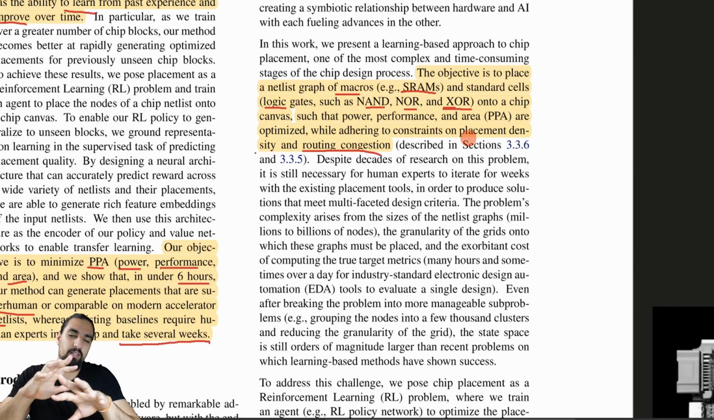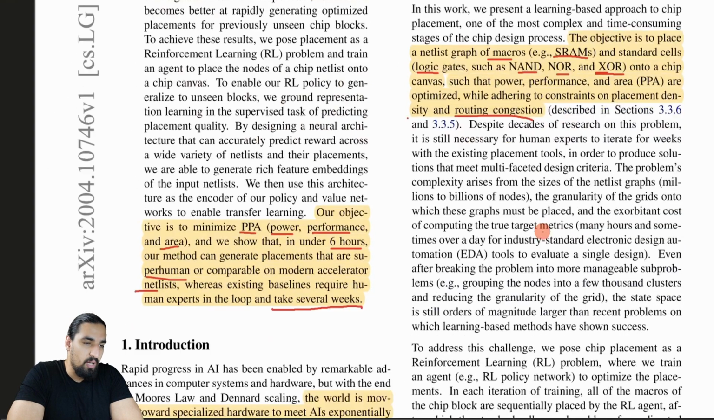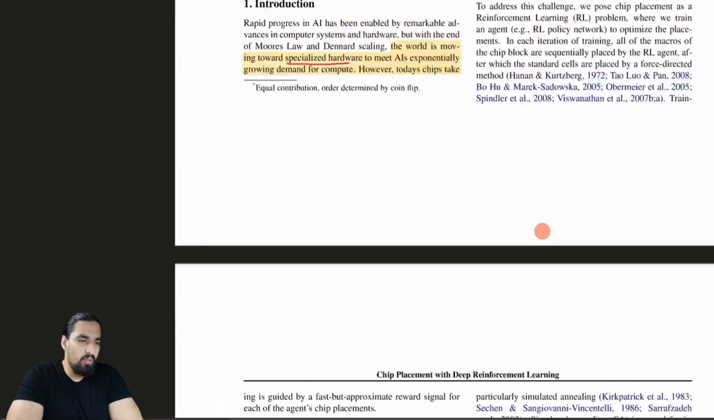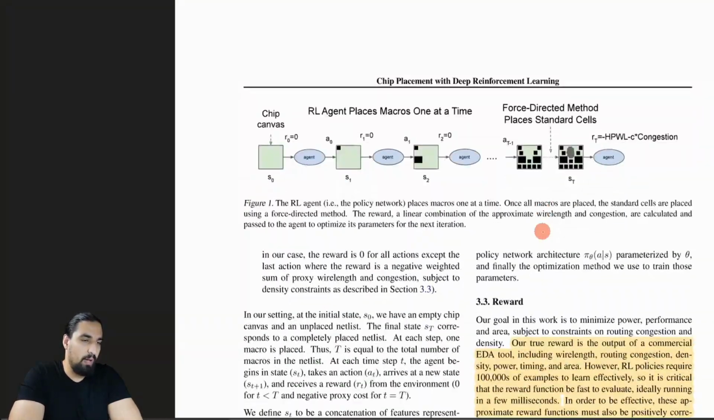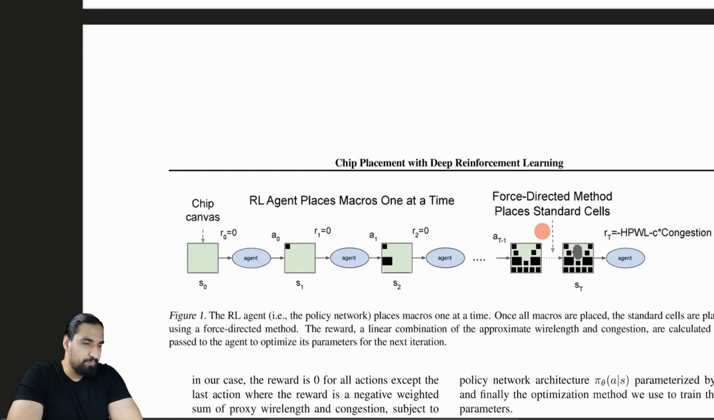Basically, you don't want to have too many wires going over a certain cross section or certain grid cell on your canvas. Okay, that's the high level overview. Now let's dig into the architecture. Let me show you the high level pipeline, how this looks. So basically, what they do is the following.